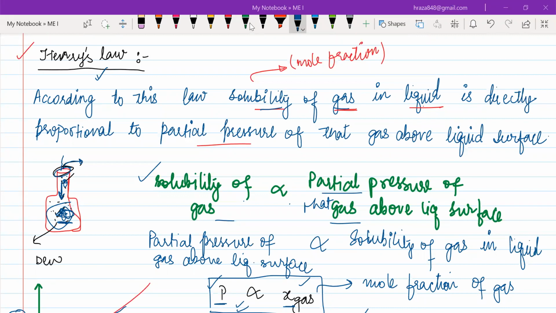So, Sakina, we started with Henry's law, and Henry's law says that it is about the solubility of gas in liquid. The solubility of gas in liquid will be directly proportional to the partial pressure of the gas above the liquid surface. So from here we got this formula.